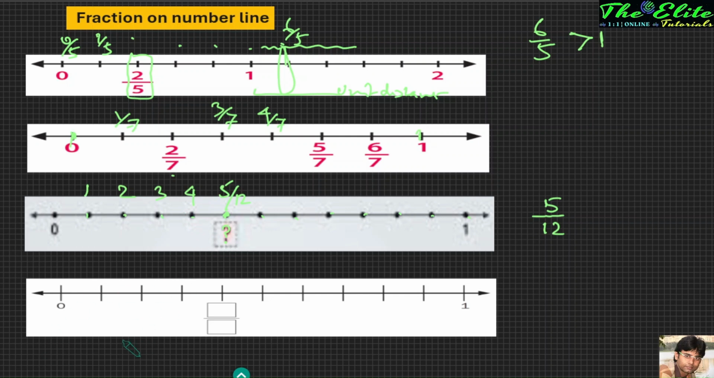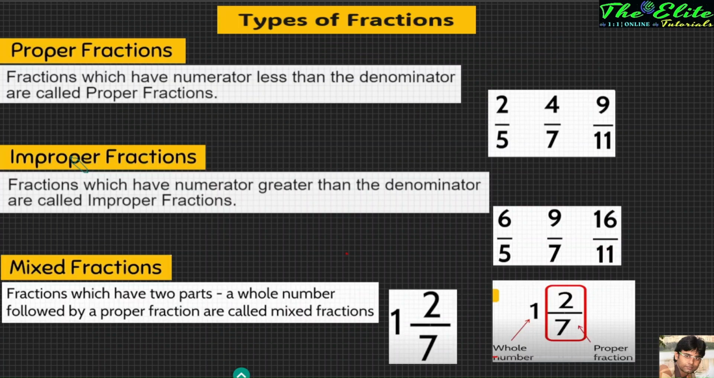So likewise, I guess we can find the answer over here as well. Okay. Yes, the unit distance is divided into how many equal parts? 1, 2, 3, 4, 5, 6, 7, 8, 9, 10. We saw that it is divided into 10 equal parts. 10 will be written in the denominator. And where is the position on the number line for this fraction? It is 1, 2, 3, fourth position. So it will be 4 over 10. I hope you understand. Now we will discuss types of fractions.